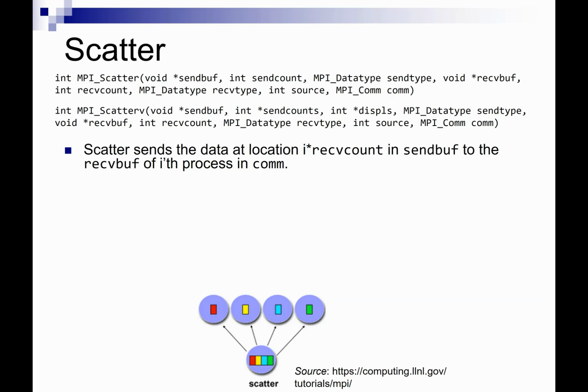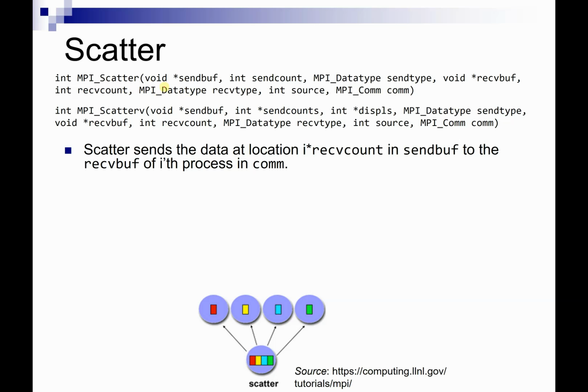Here I start out with k times t items, where k is the number of other processes, and I send t items to every other process. In fact, I have an array of data like this, and I'm going to send the first t items to the first process, the next t items to the next process, and so on. So the interface for scatter is like this.